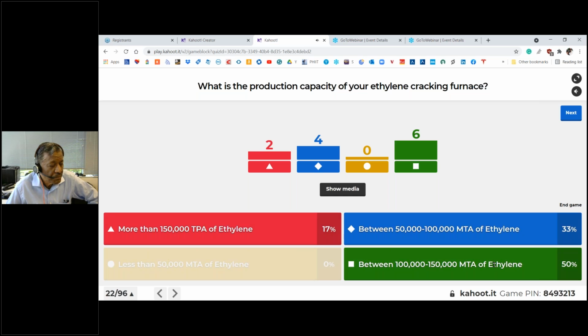So most of the people have between 100 to 150 thousand metric tons per annum ethylene capacity, which sounds right. Nobody has 50,000 metric tons per annum. These were the old furnaces which were built in, I think, around 1950s or maybe even earlier. And some have between 50 to 100,000 metric tons per annum. These could be small furnaces built in India, maybe around 1960s or 70s. So thank you again for your feedback.